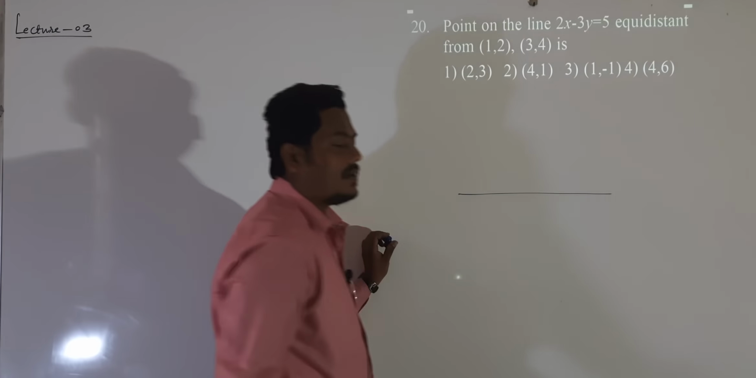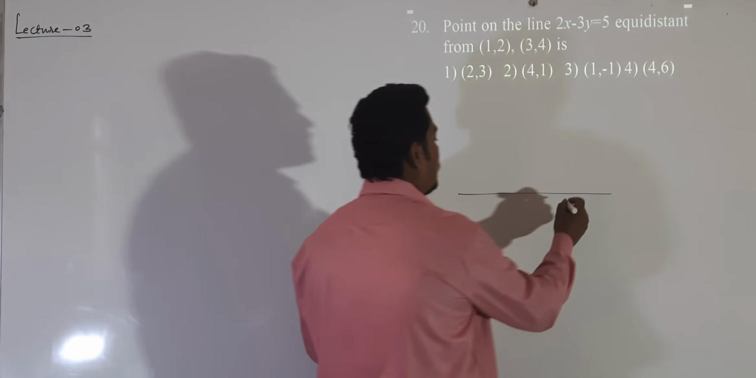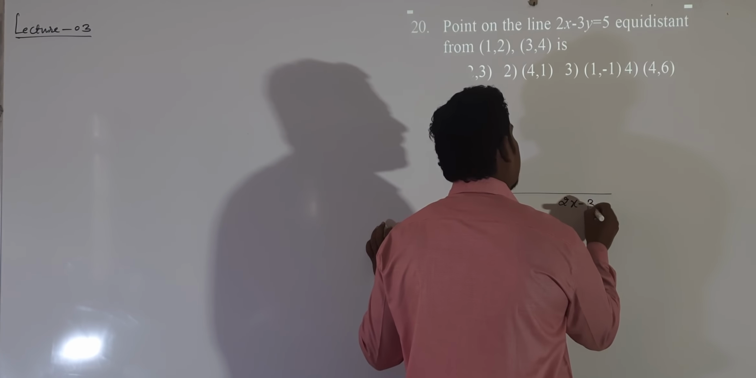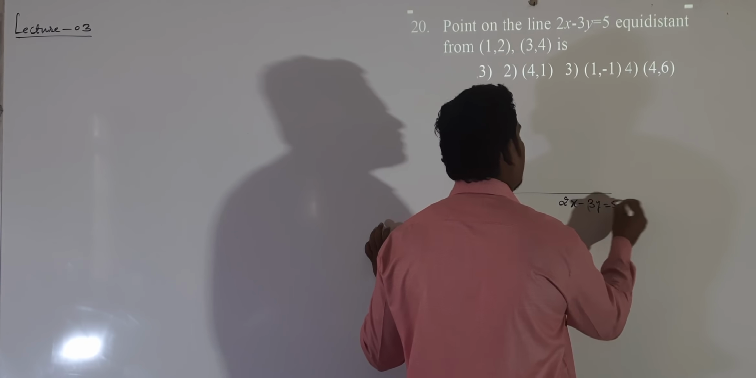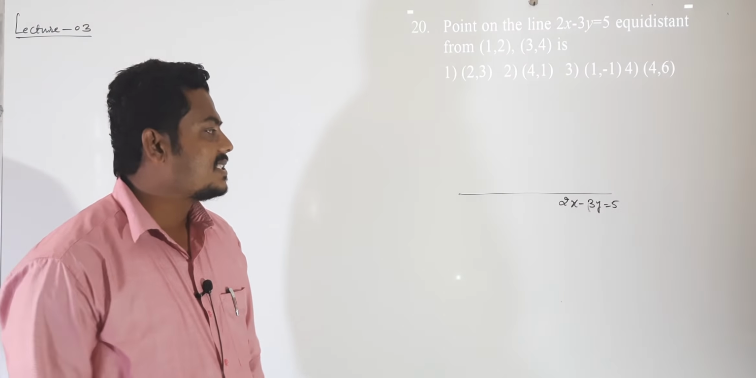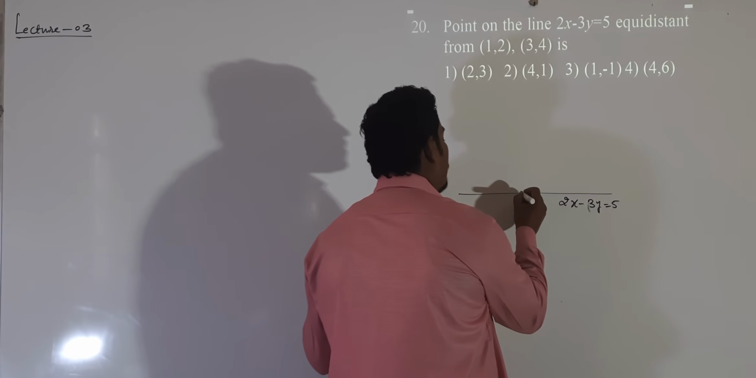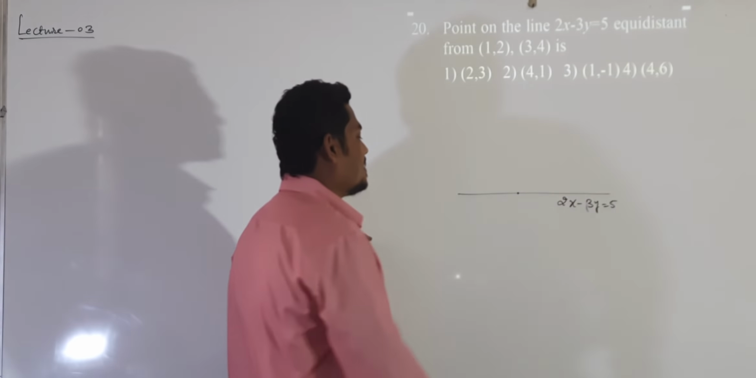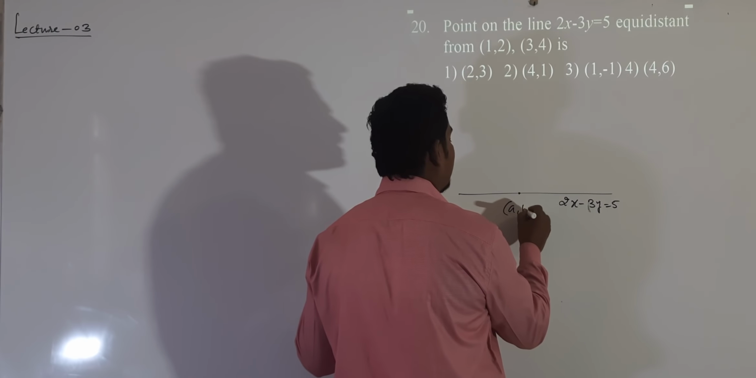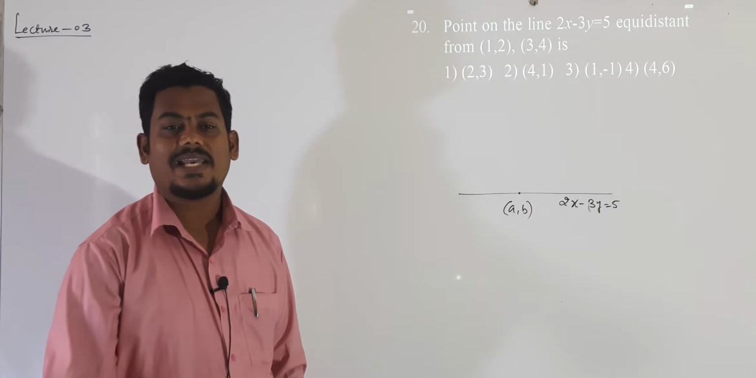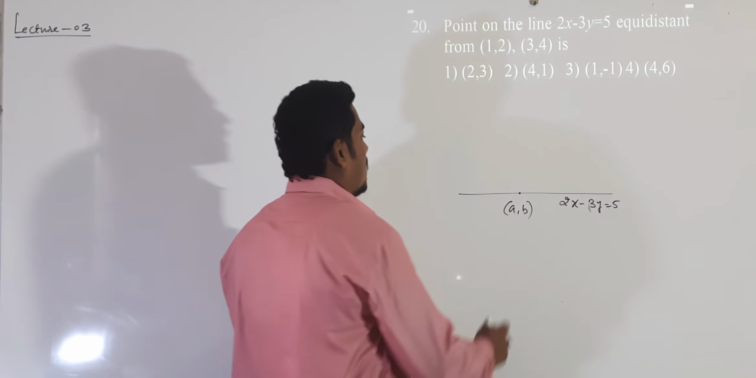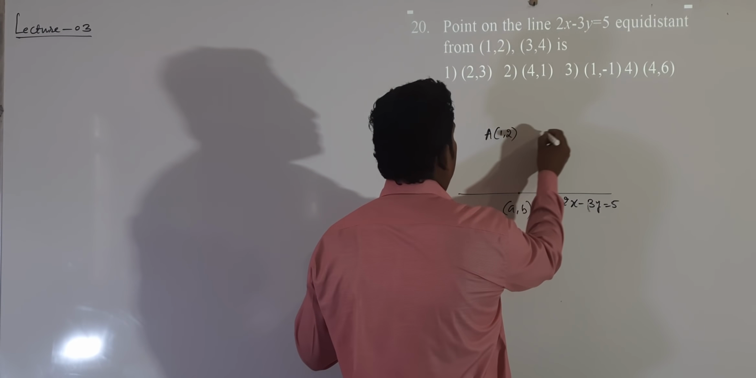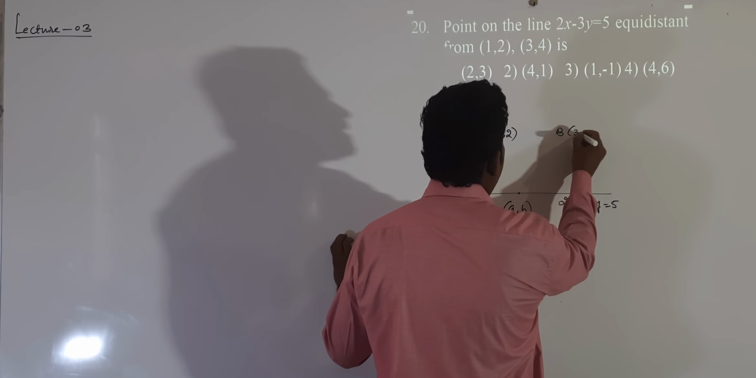This is the given line, and its equation is also given, that is 2x minus 3y is equal to 5. Our required point lies on this line and is equidistant from the given 2 points. I will take the required point as (a, b), or else you can take (x, y) also. And the 2 points are A (1, 2) and B (3, 4).